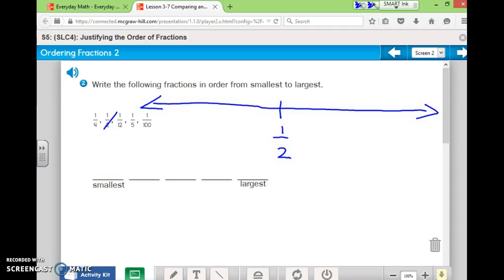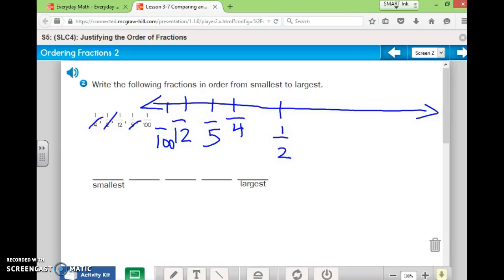So when we have numerators like this where they're all ones, it's actually pretty easy to do because we think about what we would rather have in terms of a pizza. Do we want to share pizza with 4 people, with 12, with 5, or 100? I like pizza, so I don't want to share it with a bunch of people. So if I get a fourth of a pizza, that means I'm getting more than, say, a hundredth. So I know that a fourth is going to go somewhere probably right here. But then if I'm sharing it with 5 people, that's even going to be less, so I know that's going to go here. A twelfth would be way less, so that's going to go here. And then I know a hundredth is going to be way over here on my number line.